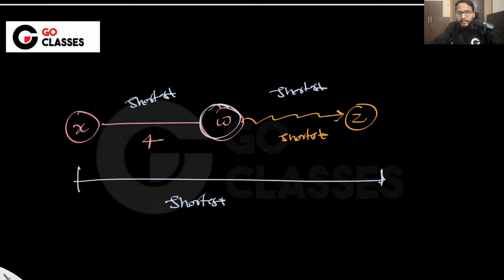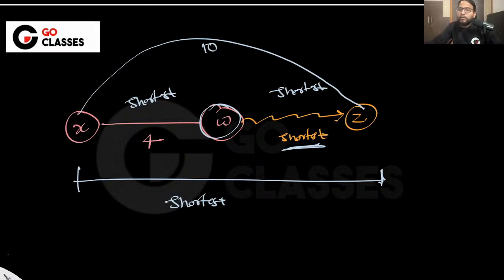And then they said, okay, from X to Z you have a path of length 10. I mean, this is a direct link. Now tell me what it can be. What is the shortest distance from W to Z? Can it be 5? Let me just say, can it be 1? Shortest distance from W to Z, can it be 1? Tell me, can it be 1?